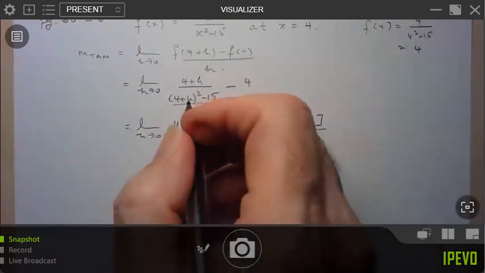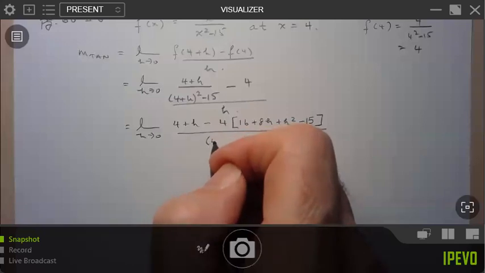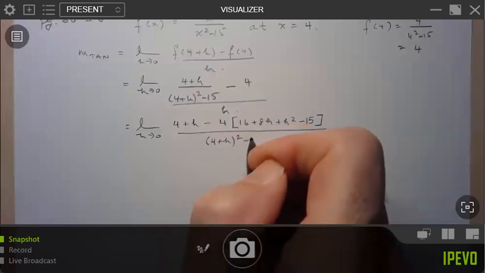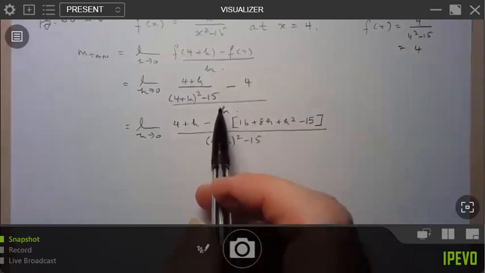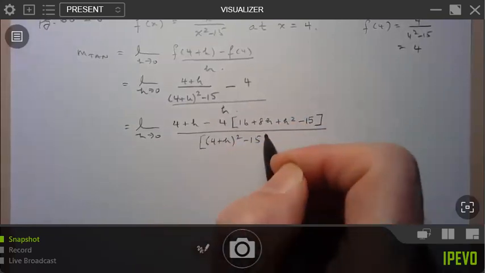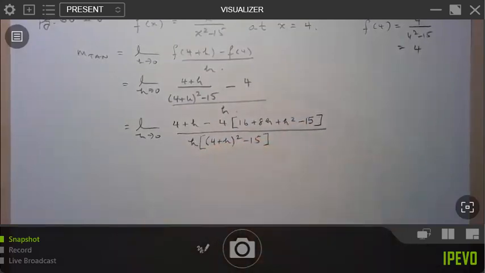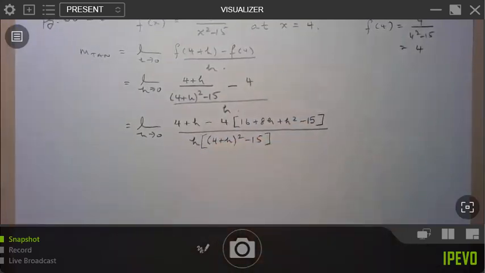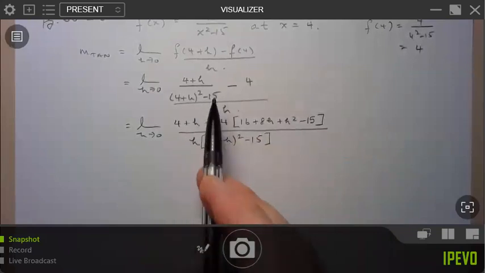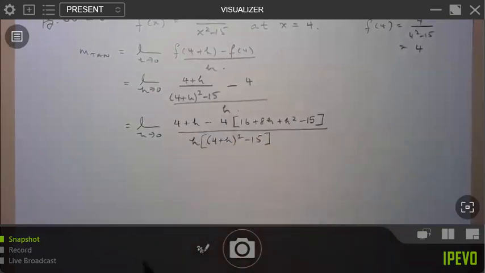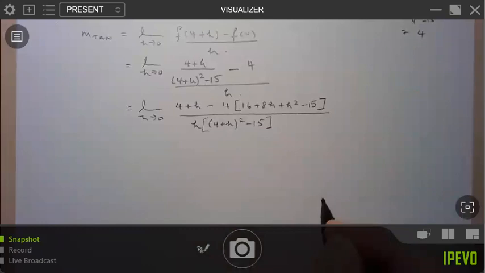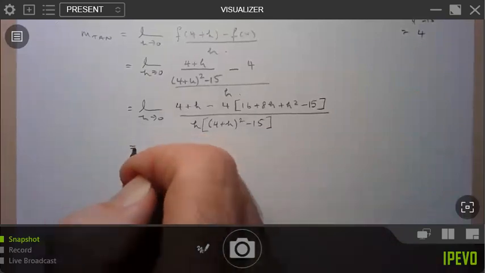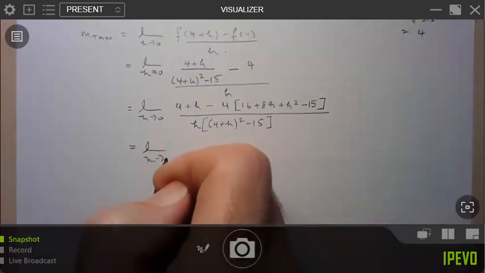Okay, all over the common denominator, 4 plus h squared minus 15. And of course, I know that dividing by h is like multiplying by 1 over h. So that h is just going to end up in the denominator. If you're not comfortable going from here to there, you might want to add one extra step, or maybe actually write out the times 1 over h. Don't take any chances if you're not 100% confident in doing what I just did.